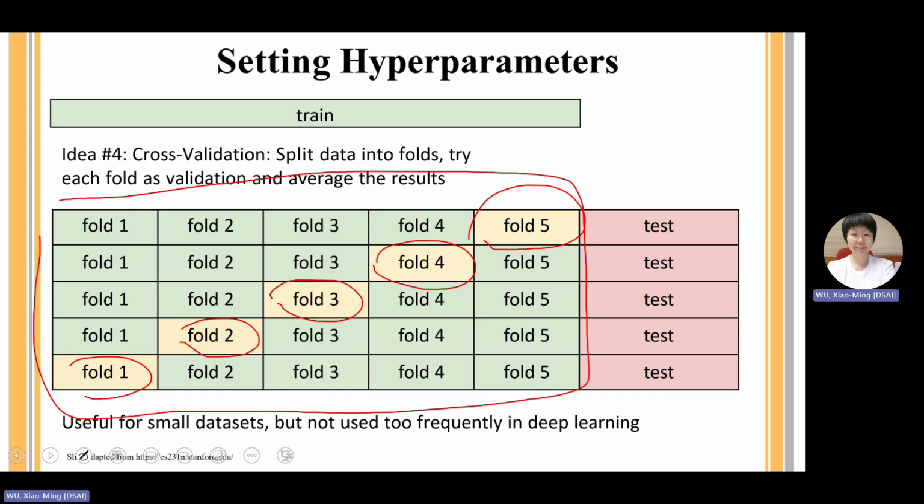So we can select more robust hyperparameters. Okay, so that's the reason for using cross validation: to make the hyperparameter selection more robust and to better utilize the training set.